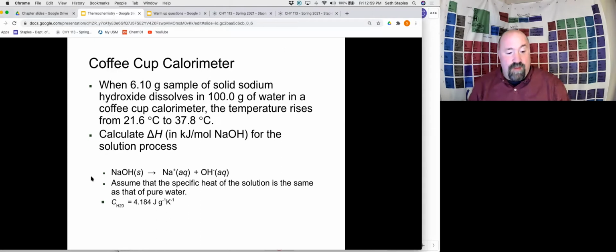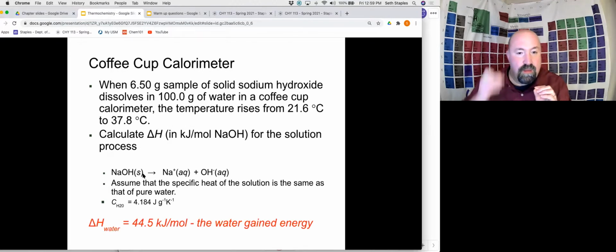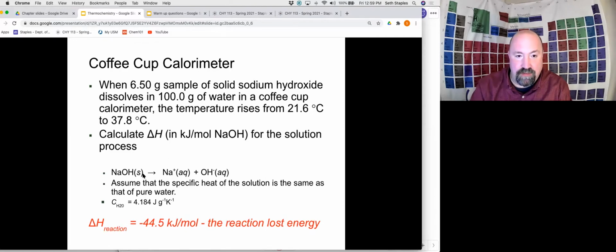Are we done? Is 45.5 our answer? Let's think about this for a second. The 45.5 kilojoules per mole is the amount of energy the water gained. That must be equal and opposite to the amount of energy that the reaction lost. And so our final answer is delta H for the reaction is negative 44.5 kilojoules per mole.